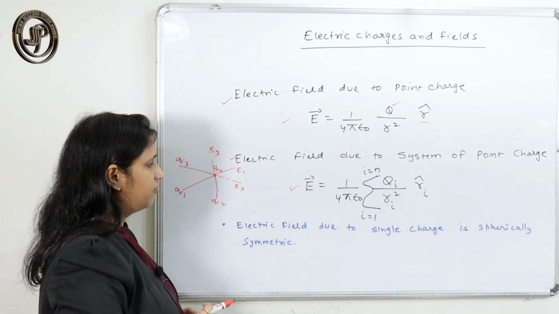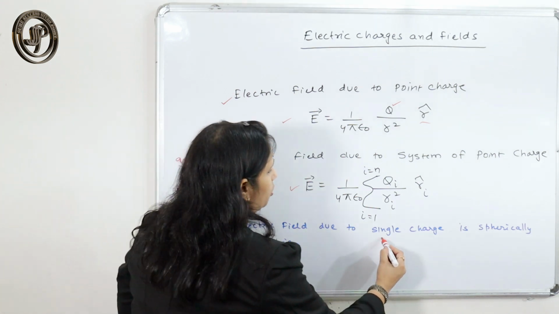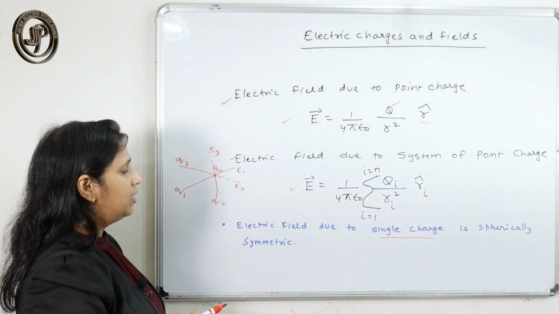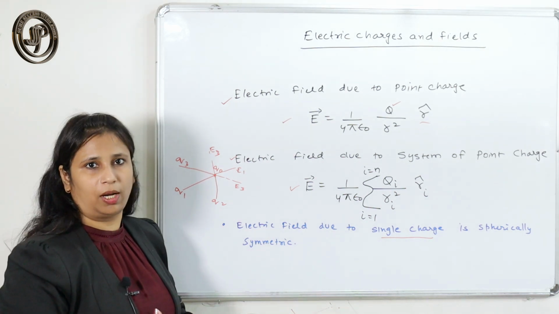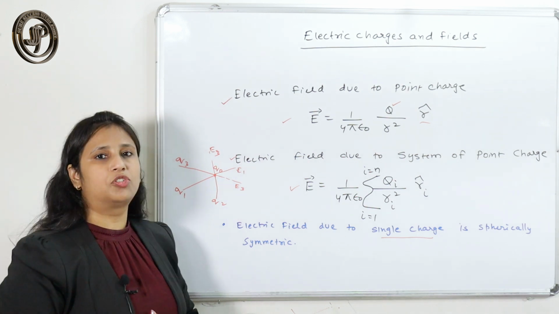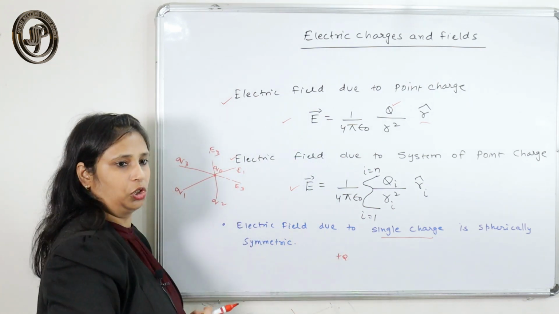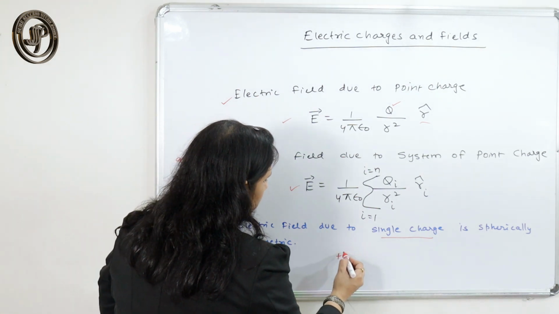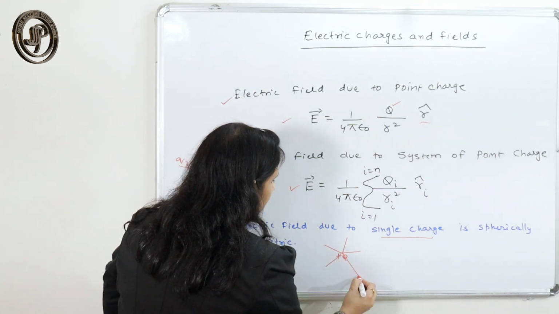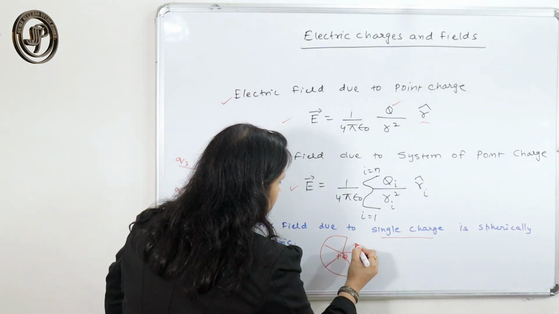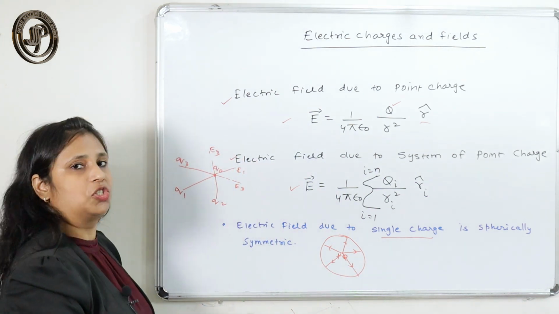Now we have done how a single charge produces an electric field. Whenever it produces the electric field, its shape is always spherically symmetrical. Suppose this is a charge plus q. It produces the electric field around it, and the shape of that electric field is spherically symmetrical.